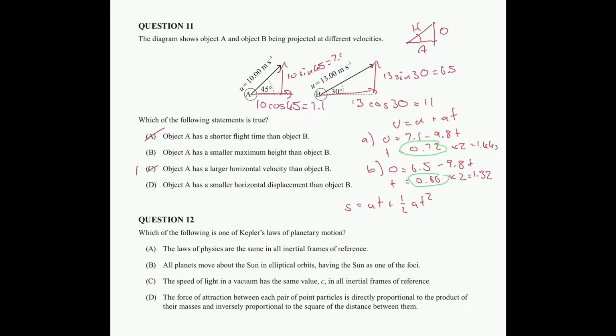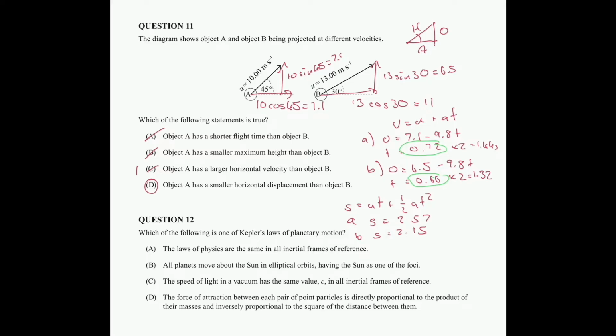I'm not going to bother showing all the steps for this one, but if we were to punch that into our calculator, what we end up getting is the displacement for A, so S is equal to 2.57, and that would be meters if we're keeping track. B ends up being S is equal to 2.15 meters. So in this case, B has a smaller maximum height than object A, so we've ruled that out. And we're only left with D as our true statement.